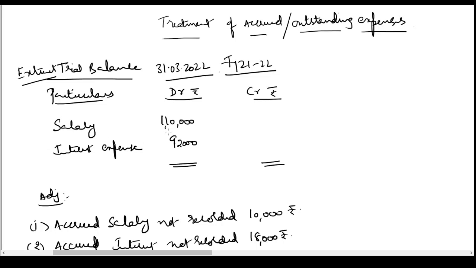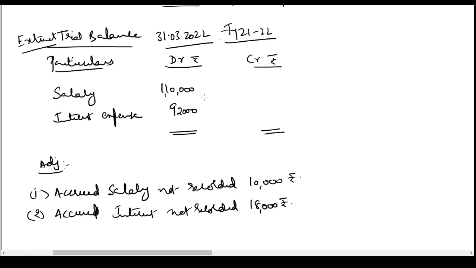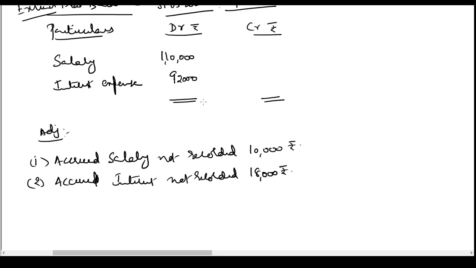Salary is given as a debit balance of 1,10,000. Interest expense is given as a debit balance of 92,000. That means both of these are expenses because they are showing debit balances. And now you are given some adjustments, that means some additional information. Accrued salary not recorded 10,000. Accrued interest not recorded 18,000.